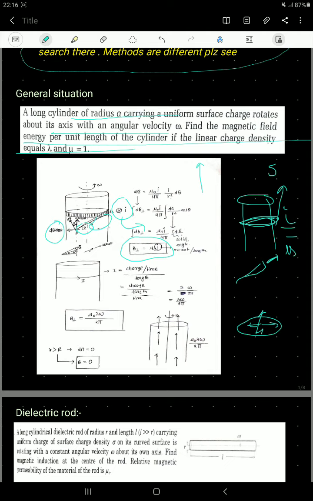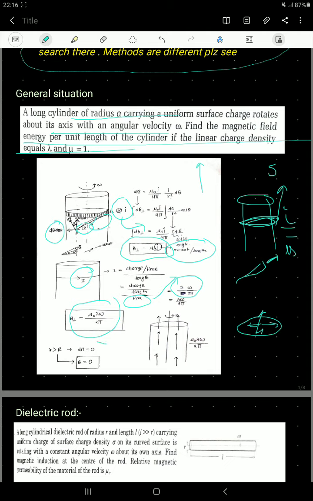Now here I can say that this will be mu naught I, and what is I here? I is the current per unit length. This is just like a solenoid. Mu naught n I is the field inside a solenoid, and the situation is the same as a solenoid. The charge per unit length is lambda, and the time period is 2 pi by omega. So we'll get lambda omega by 2 pi as the current. Once we multiply it by mu naught, I'll get the value of the field.